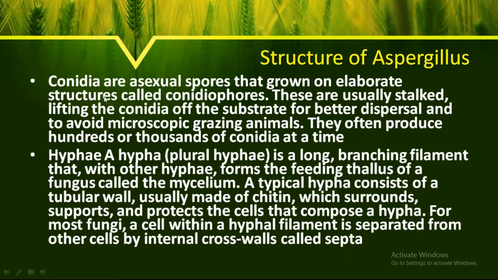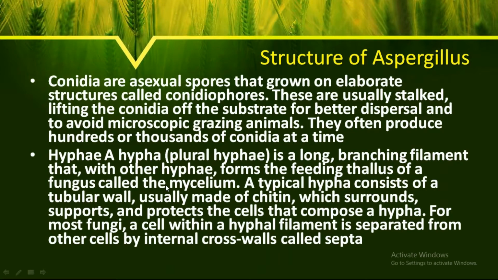So conidia are basically asexual spores that grow on elaborate structures known as the conidiophores. These are usually stripping the conidia off the substrate for better dispersal and to avoid microscopic grazing animals. They often produce hundreds of thousands of conidia at a time, as you saw in the video. Hyphae are long branching filaments that with other hyphae form the feeding thallus of a fungus called the mycelium. So they are intertwined or entangled.